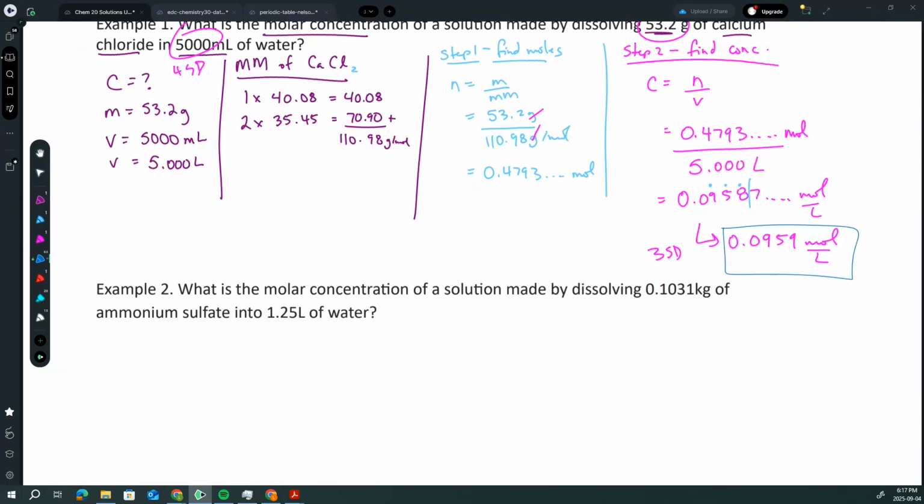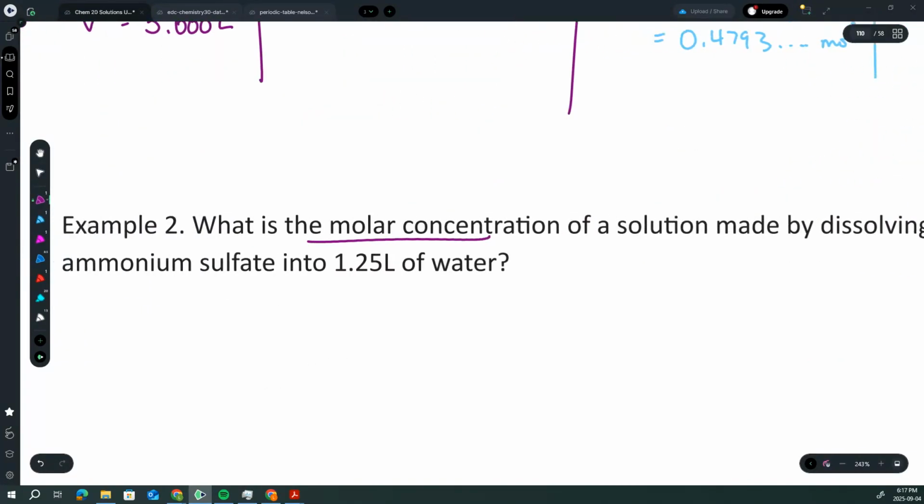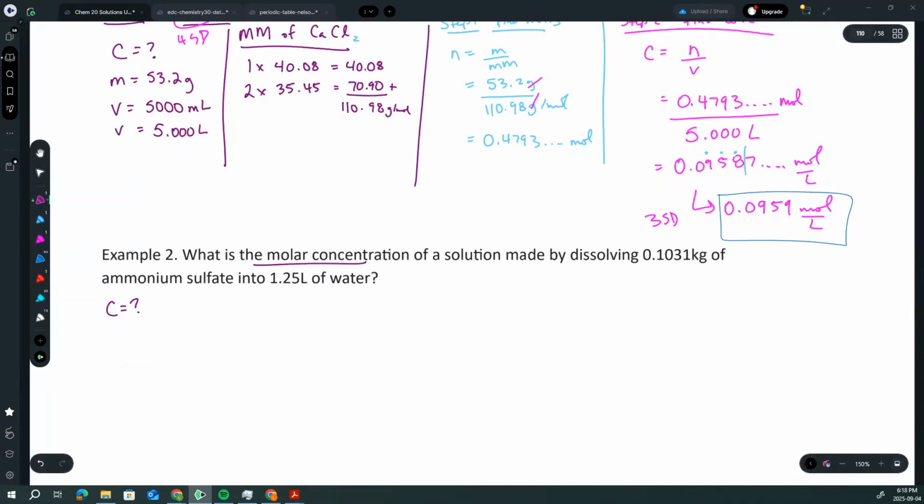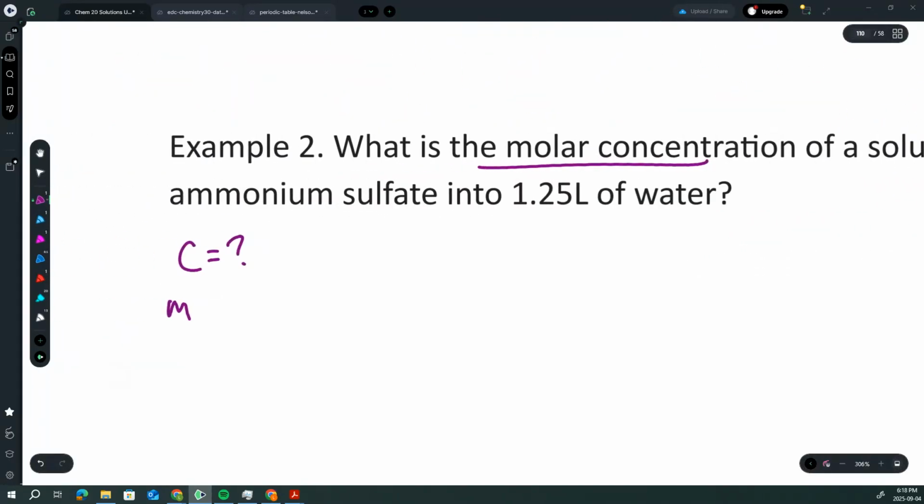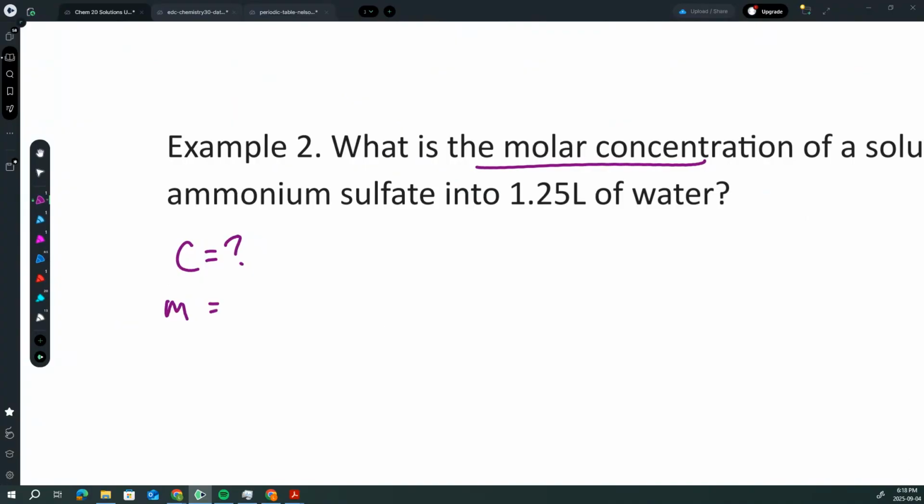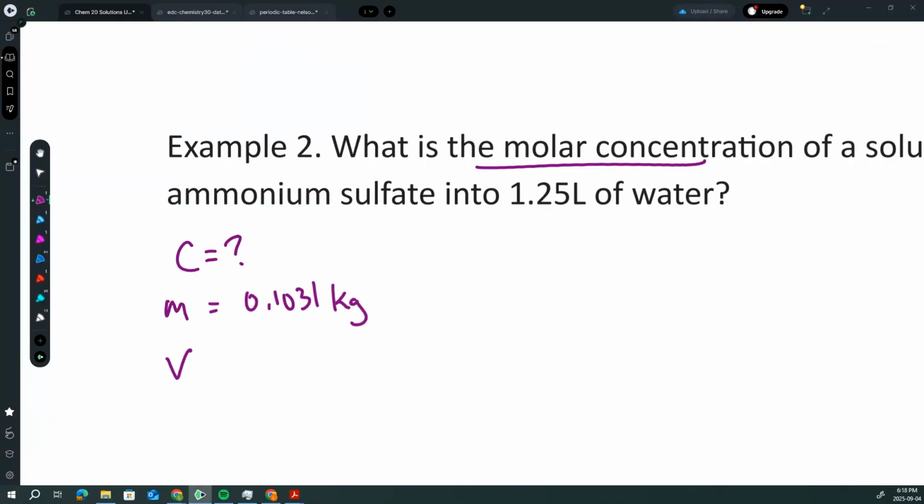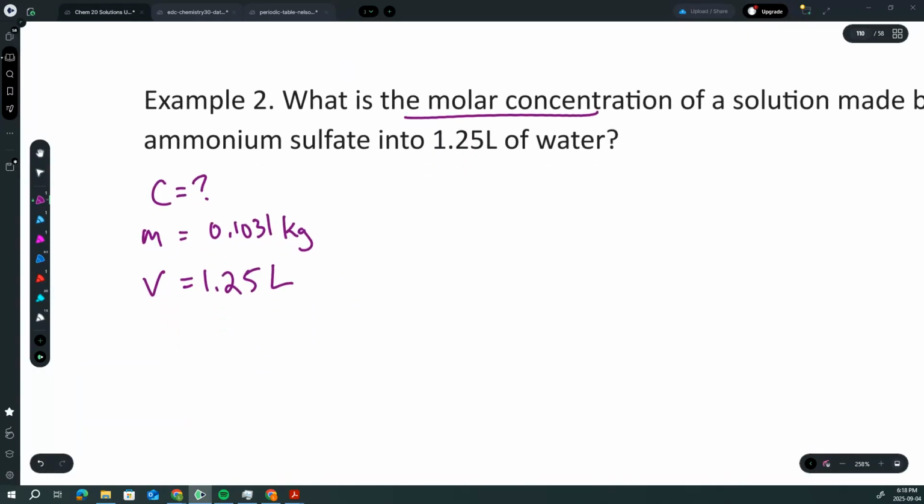With example 2, it's going to be the exact same process. So molar concentration, we don't know. So what is the molar concentration of a solution made by dissolving 0.1031 kilograms, so that's a mass, of ammonium sulfate in 1.25 liters.